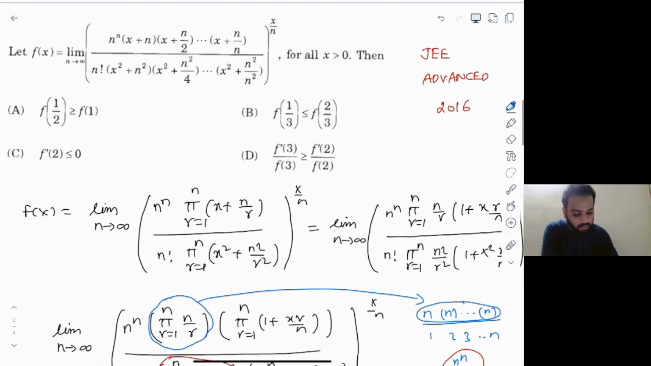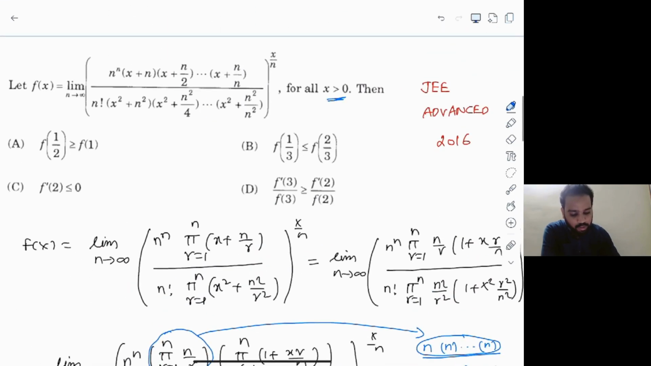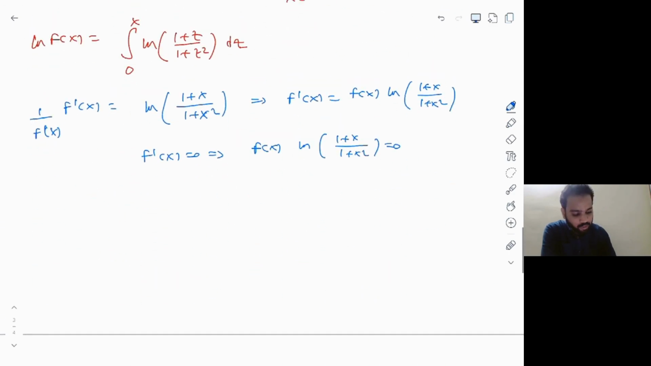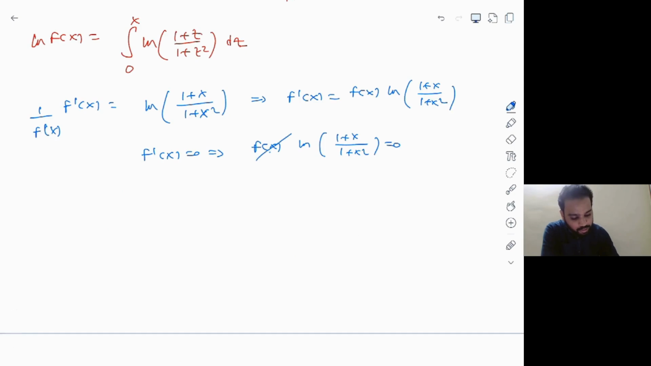But clearly, if you look at the question, given that x is positive and this entire limit n tends to infinity function is there, right? It obviously is a positive value, which makes f of x always positive. You can cancel it out. And finally, ln of this sum is equal to 0, which makes (1 plus x) by (1 plus x square) equal to 1, right?